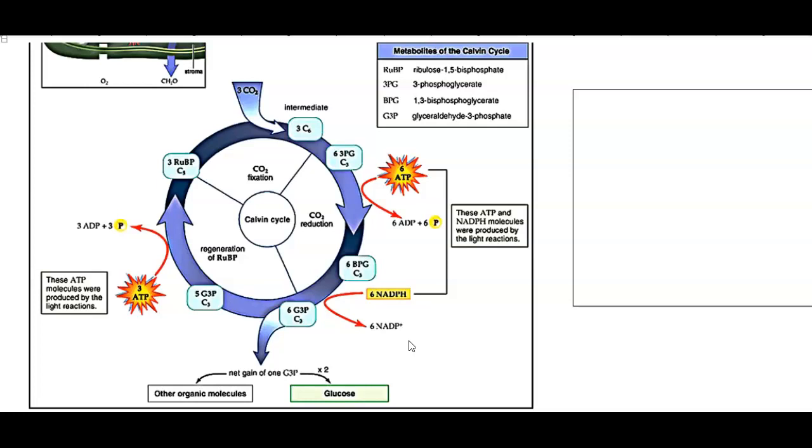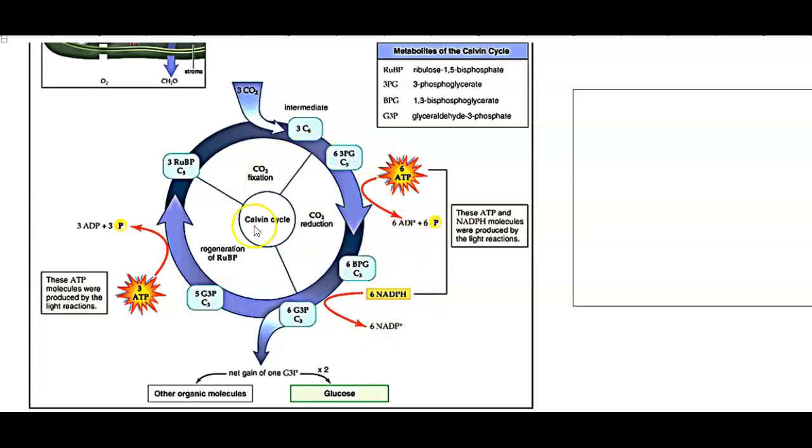So NADPH just kind of acts like a taxi. Picks up electrons, hydrogens, and energy, drops it off, goes and picks up some more, drops it off. And notice it's going to make 6. So let's look at these numbers. 6, 6, 6. Notice over here, 6, 6, 6, 6, 6.